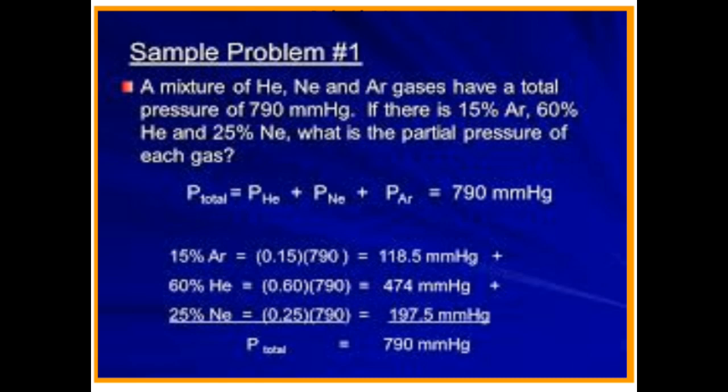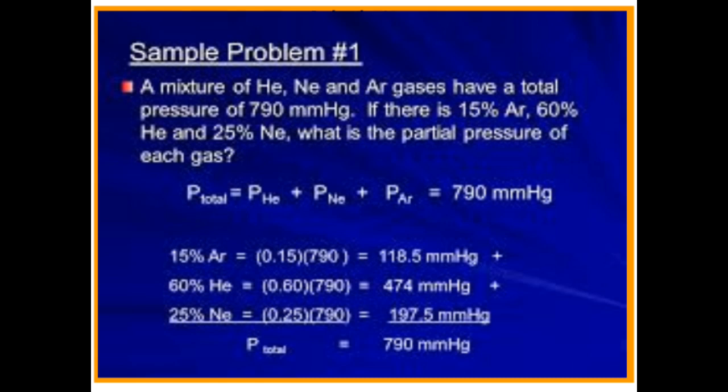Now, if there is 15% argon, 60% helium and 25% neon, the question says, what is the partial pressure of each gas? Remember, in this case, what is given is the percentage of each of the gases involved. How many gases do we have here? 3. Argon, neon and helium. To get the partial pressure, just pick each percent, divide by 100, then multiply by the total pressure. That is what you're going to be doing to get their individual partial pressure. For argon, the percentage is 15. So the partial pressure is 15 over 100 times the total pressure, which is 790. It will give you 118.5 millimeter mercury. Punch it.